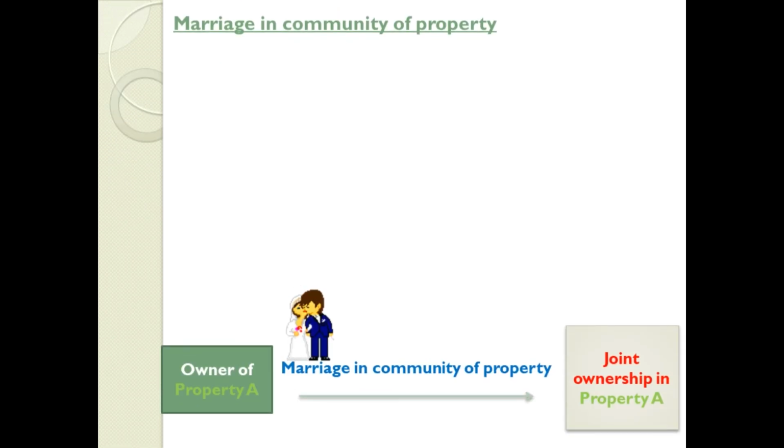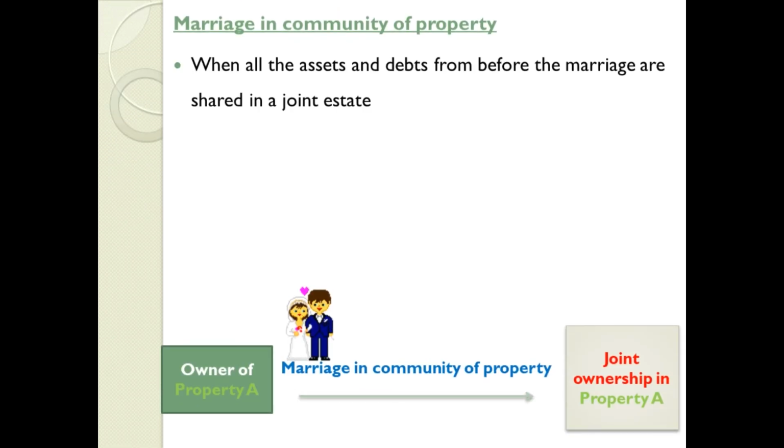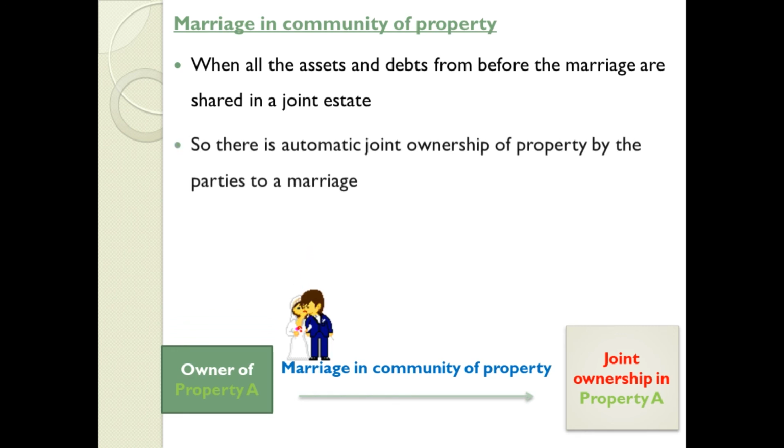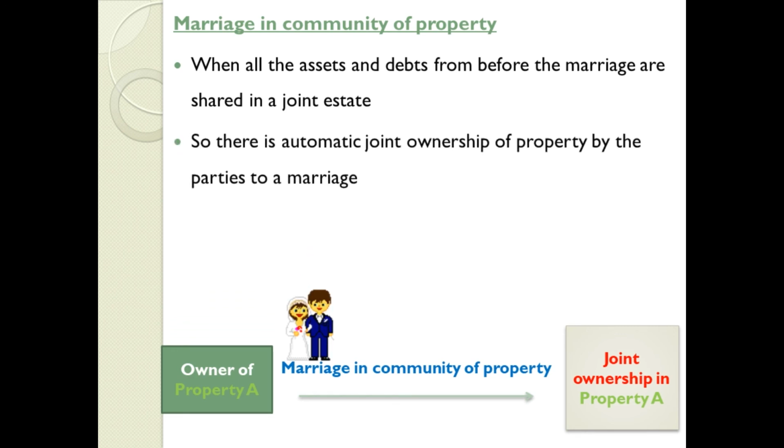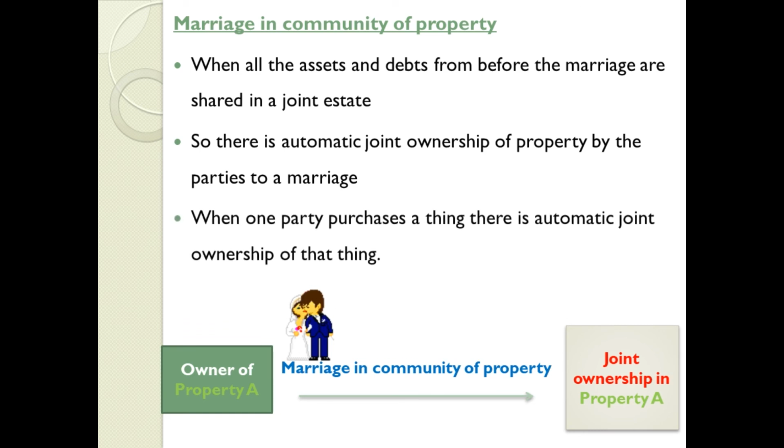Lastly, we have marriage in community of property. When a couple enters into a marriage in community of property, all the assets and debts from before the marriage are shared in a joint estate, and also the assets and debts acquired when they are married are jointly shared. So there is automatic joint ownership of property by the parties to the marriage just after the marriage. So when one party purchases a thing, there is automatic joint ownership of that thing. They both own that thing.